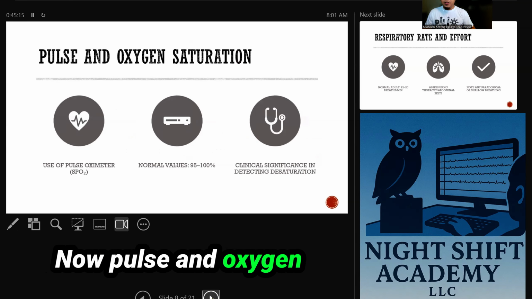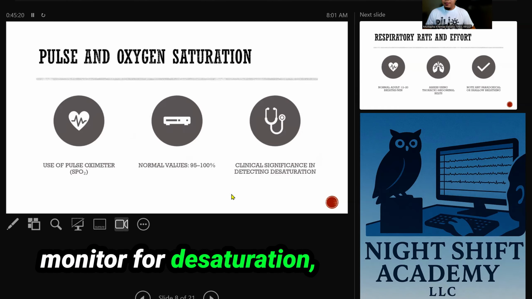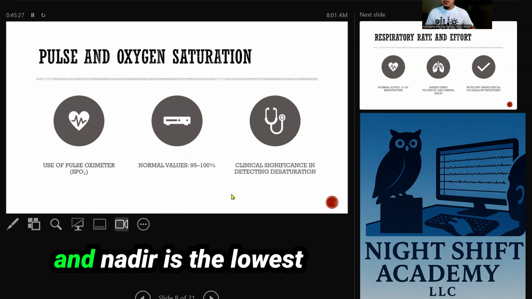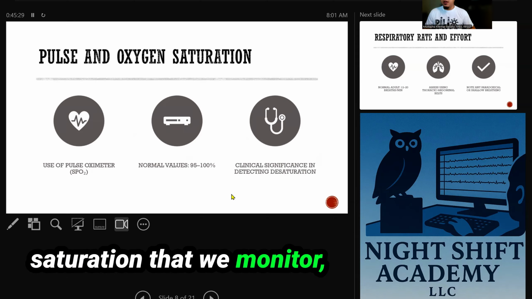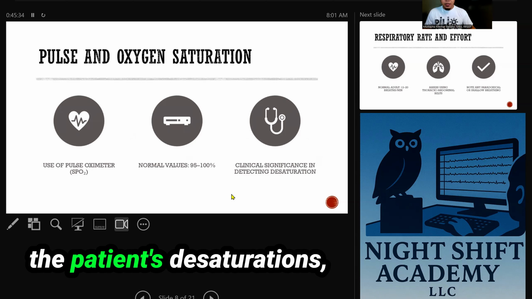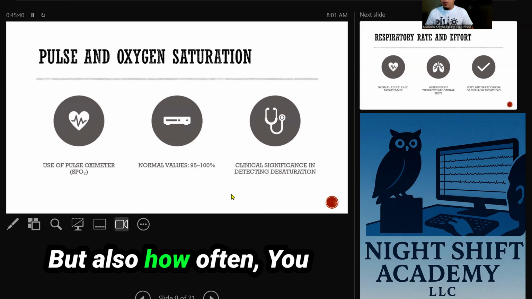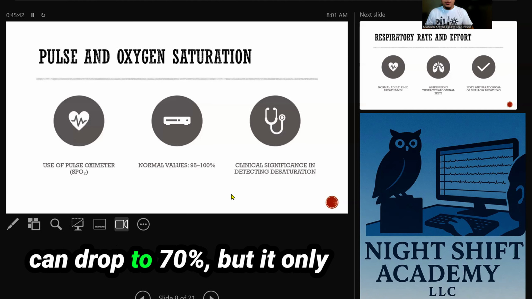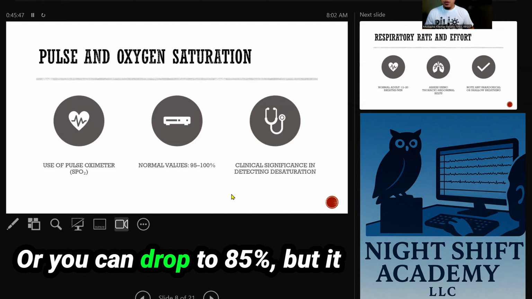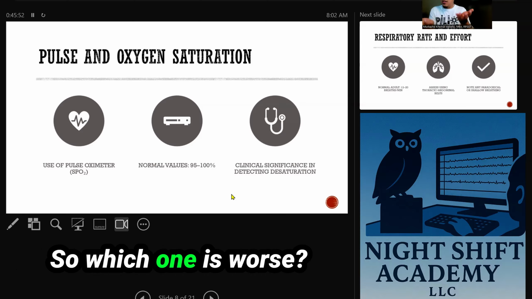Now, pulse and oxygen saturation, as we all know, is important because we monitor for desaturation. It's not only how low is the desaturation or the nadir, and nadir is the lowest saturation that we recorded, because that tells us the severity of the patient's desaturations. How much oxygen do they actually lose? But also how often. You can drop to 70%, but it only happened twice all night. Or you can drop to 85%, but it happened 200 times a night. So which one is worse?